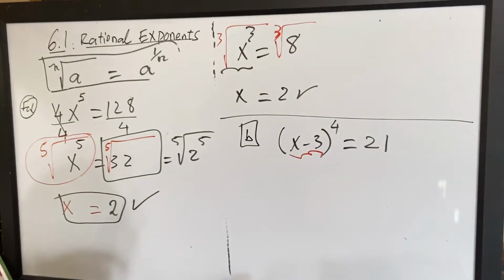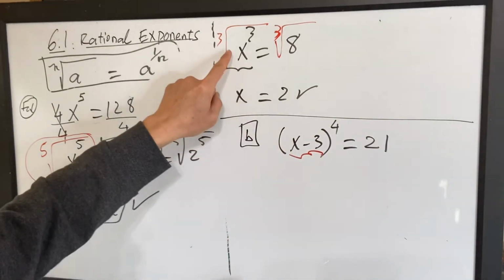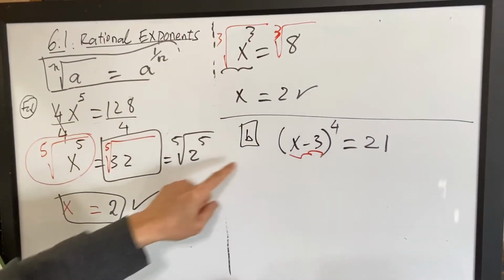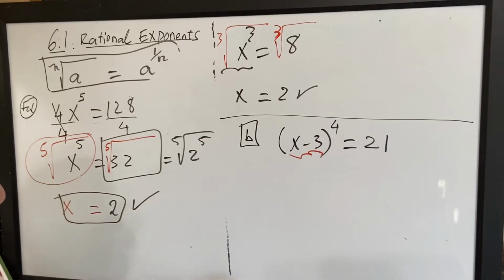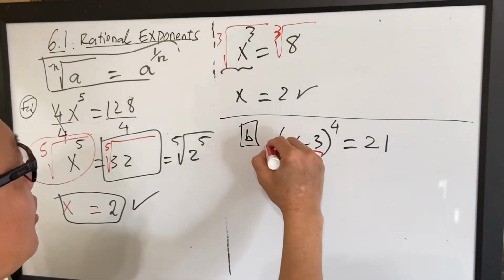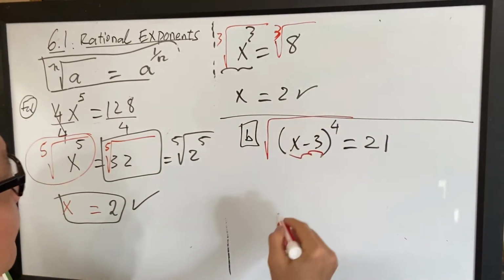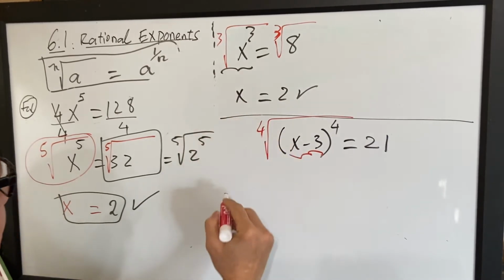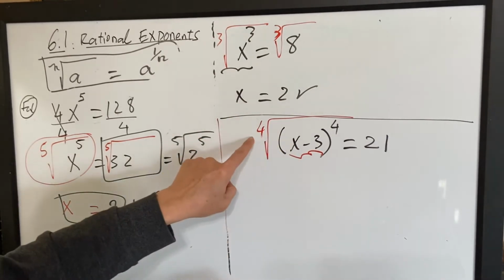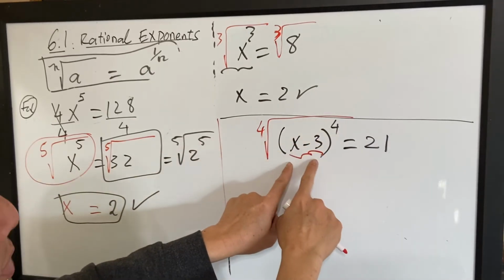What shall I do? Same technique as you get rid of 3. Same technique as you get rid of 5. Yep, I saw your thought. Good. What do you do? You just simply go ahead and take the 4th root. Take the 4th root of that parenthesis.